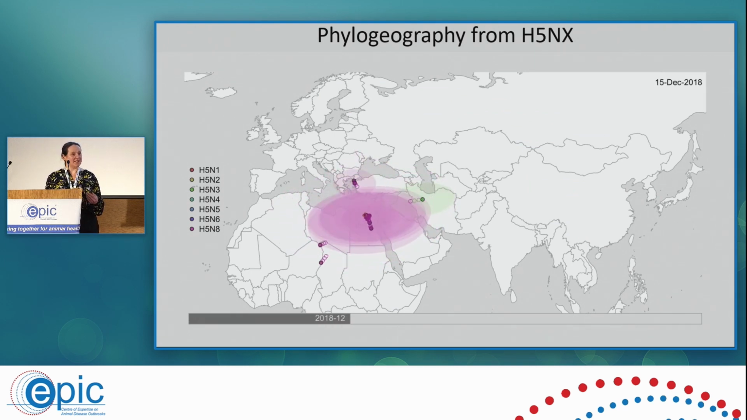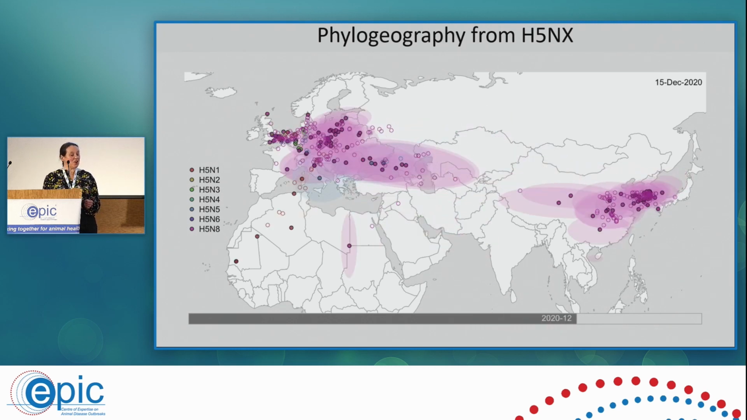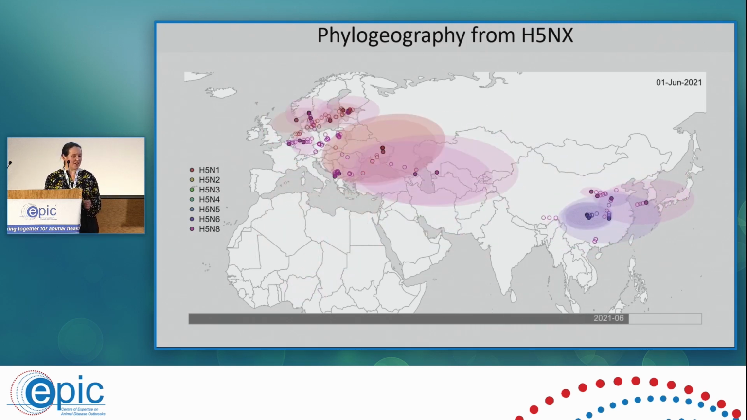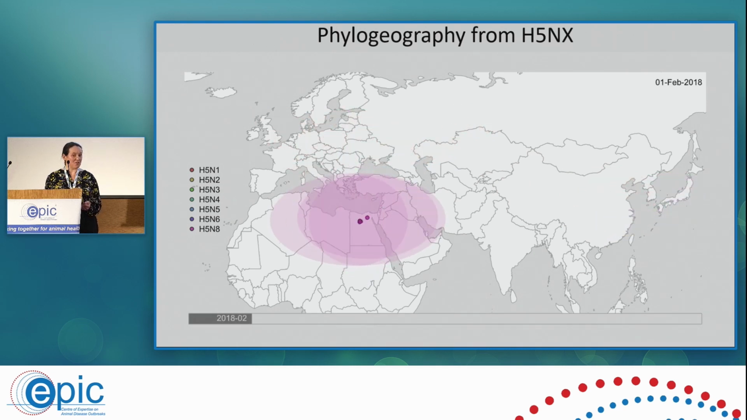So this is mapping the tree in time and space. The colours are by subtype. It starts off in Africa, and now it's coming over to Europe as the purple H5N8, and then again it comes back over again as the red H5N1. So this is now repeating.